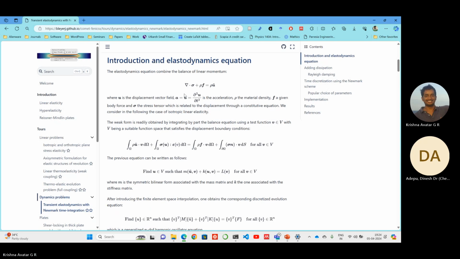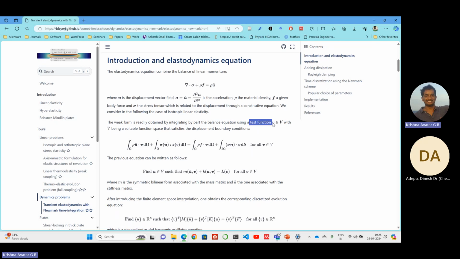But we would like to approximate our solution, because it's not possible to solve a problem for a generic body without using numerical techniques. That's the reason we first convert this problem into a weak form, which means we solve the problem in an approximate sense: it need not be satisfied at every point in the body, but it should be satisfied in an average sense over the body. That's the reason we convert it into a weak form.